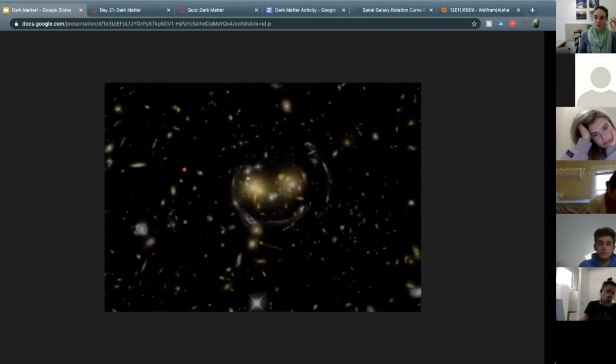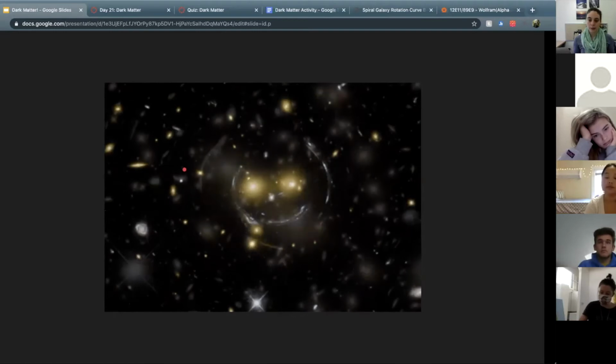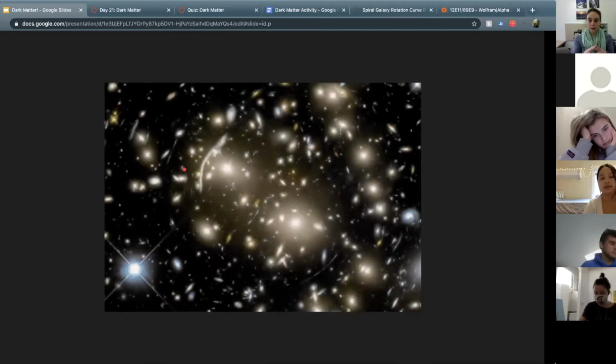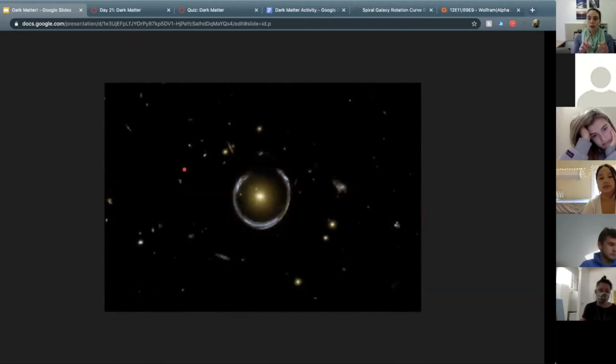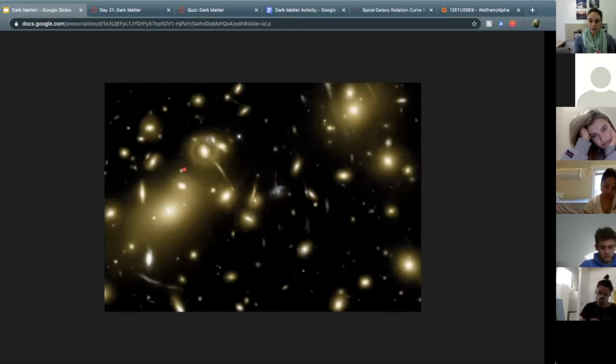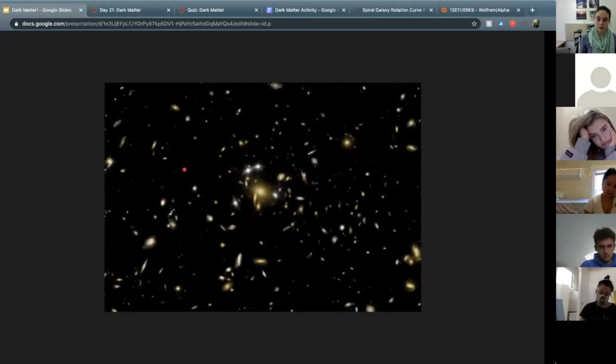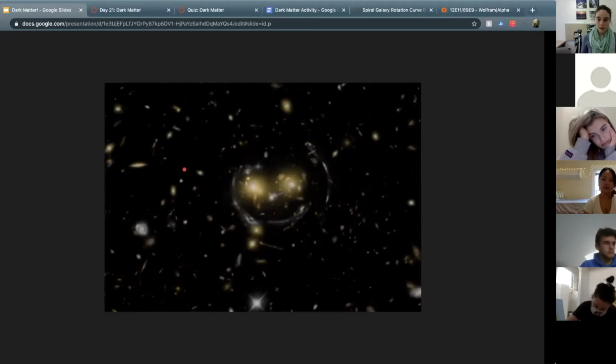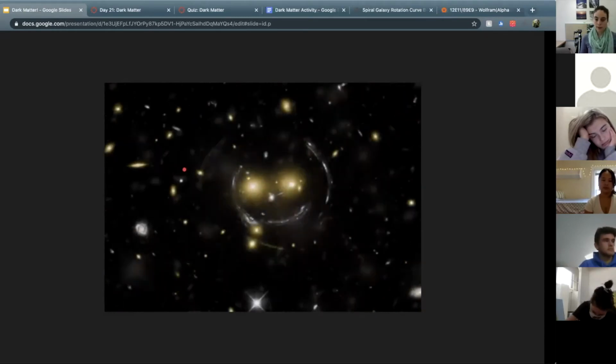This one's a little funky to think about, but the big point is that we can use curves in space-time to measure mass, compare that mass to the amount of light we see, and find this difference that tells us dark matter, again, must exist. Any questions about that?